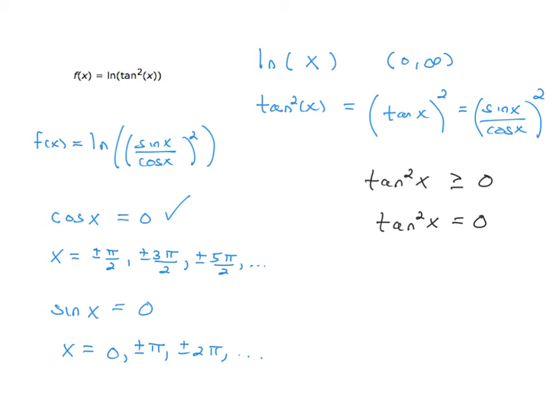And this function's continuous everywhere else. And the reason is, at all their numbers, sine and cosine are continuous. If you divide them, they're continuous. If you square it, it's continuous. And if you compose a continuous function into another continuous function, it's continuous as well. So it's just all these numbers and all these numbers that we want to throw away.